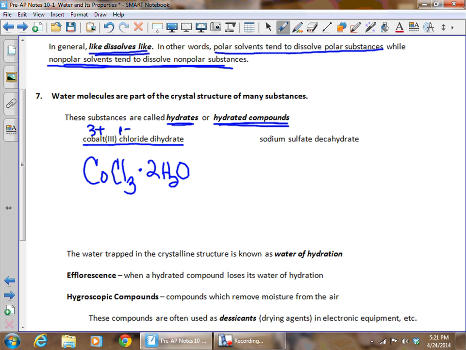Sodium sulfate decahydrate: sodium is a +1, and sulfate's a -2, so we're going to end up with a formula of Na2SO4. The fact that it's decahydrate, deca stands for 10, tells us there's going to be 10 water molecules attached on or in that crystal structure for every 1 sodium sulfate unit in that crystal lattice structure.